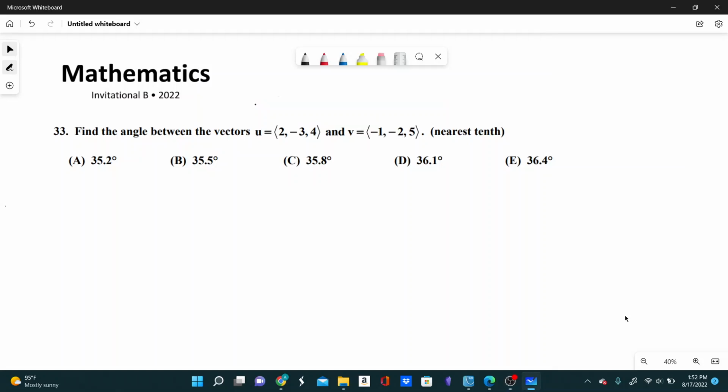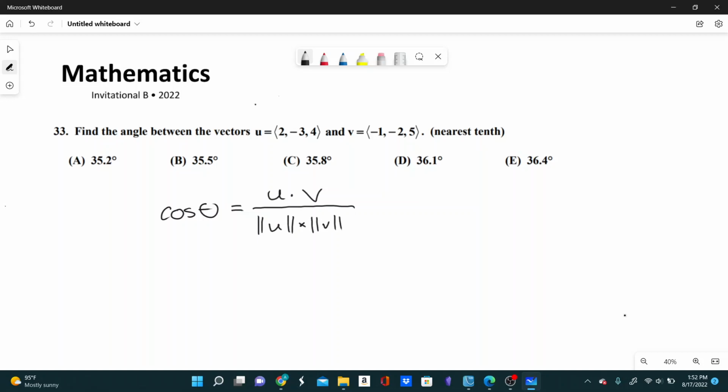Number 33. Find the angle between the vectors u equals <2, -3, 4> and v equals <-1, -2, 5> to the nearest tenth. Alright, so the formula we can use for this is the cosine of the angle between the vectors, which is equal to the dot product of these two vectors, u dot v, and I'll explain that later, divided by the product of the magnitudes.